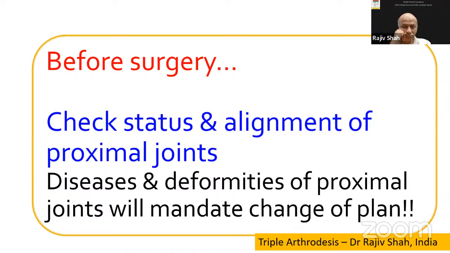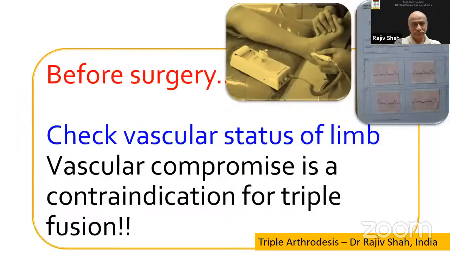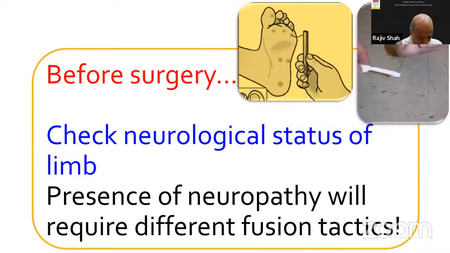Check the status and alignment of the proximal joints, because disease and deformity of the proximal joints would mandate change of plan. So what is first? Is that knee or foot? Obviously the one which is more symptomatic, like in this case knee, would require correction first. Before surgery, one needs to check vascular status of the limb. Vascular compromise would be a contraindication for triple fusion.